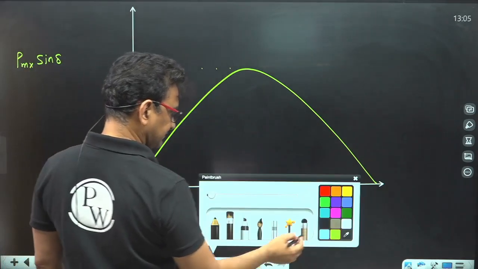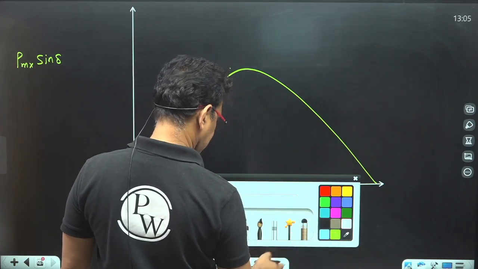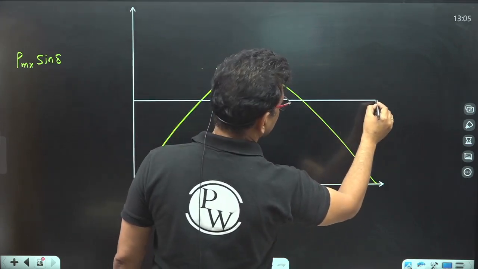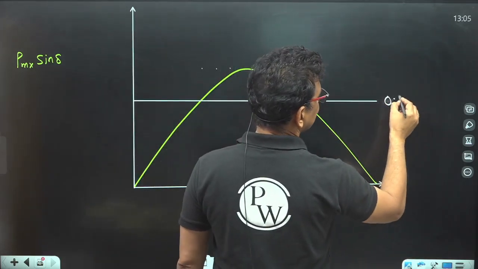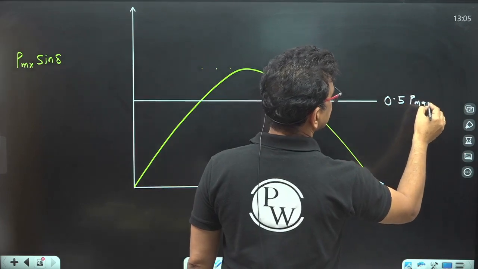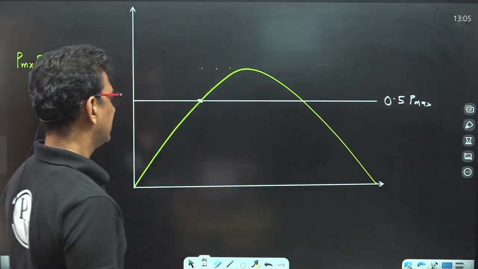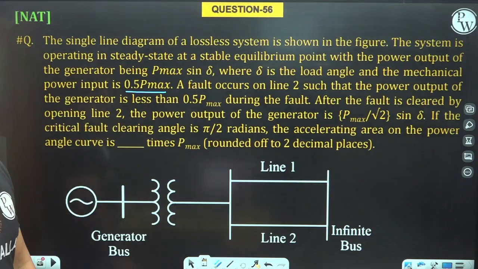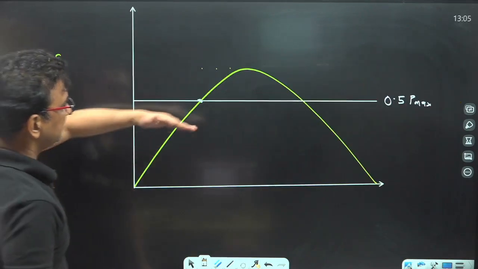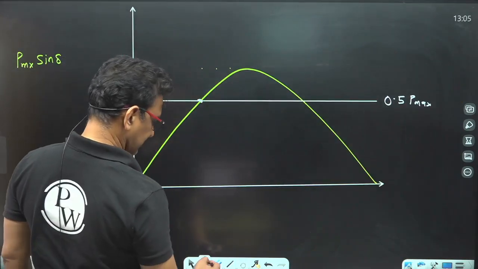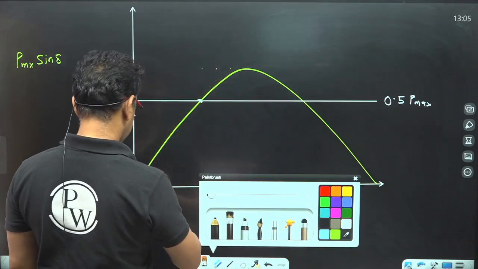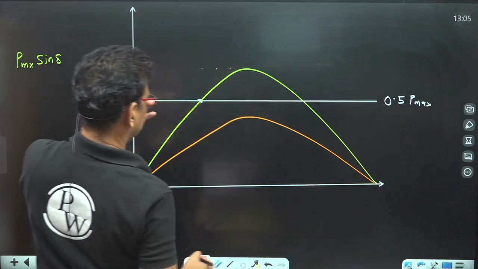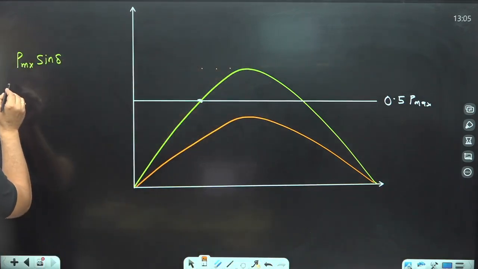And the mechanical input is 0.5 Pmax. That means this is my operating point. Whenever the fault occurs, the generator output becomes less than 0.5. So during the fault, the maximum power becomes less than this. So during the fault, this is my power angle curve. It is less than 0.5. So this is the curve during the fault.